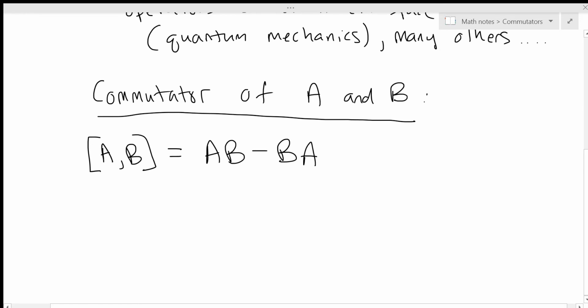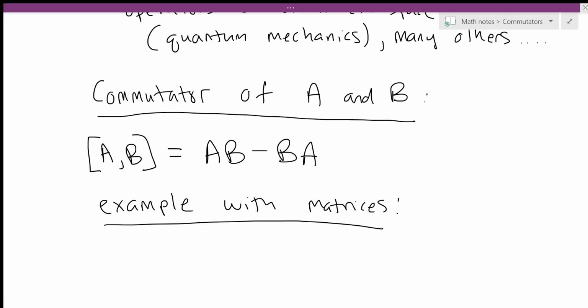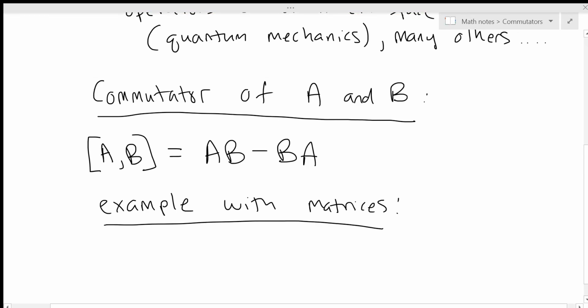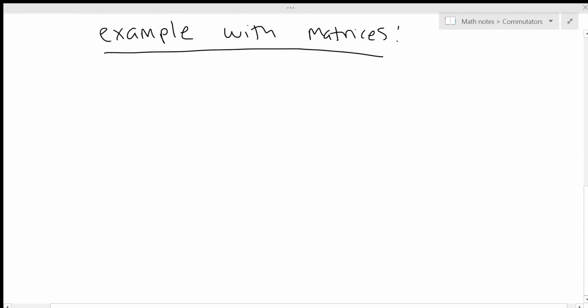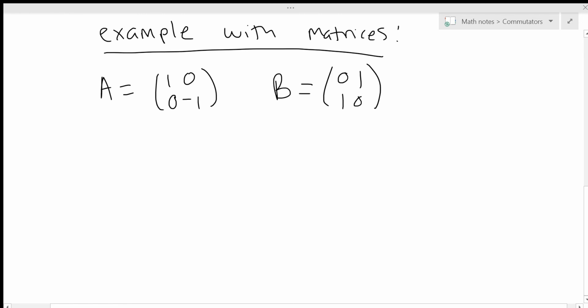So to close this video, we're going to look at a simple example of objects with a non-zero commutator, and we'll look at an example with matrices. So for this example, we need to choose two matrices, A and B, and I've made a simple choice here. So I'm going to take A to be the matrix [[1, 0], [0, -1]], and B to be the matrix [[0, 1], [1, 0]]. So these are two 2x2 matrices.